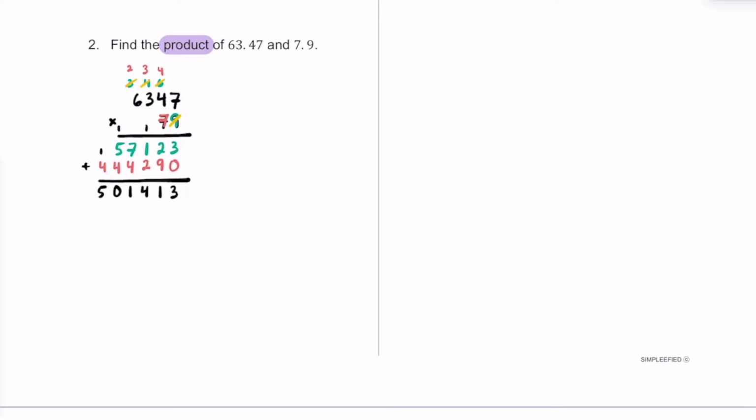But keep in mind that we actually made this decimal 100 times bigger when we ignored the decimal, and we made this 7.9 10 times bigger by ignoring that decimal. So in the end here, if we move the decimal over 3 times technically in the beginning by multiplying by 1,000, we have to go ahead and divide our product by 1,000 here to take that into consideration. So our product here is going to be 501.413, or 501 and 413 thousandths. This would be our product.